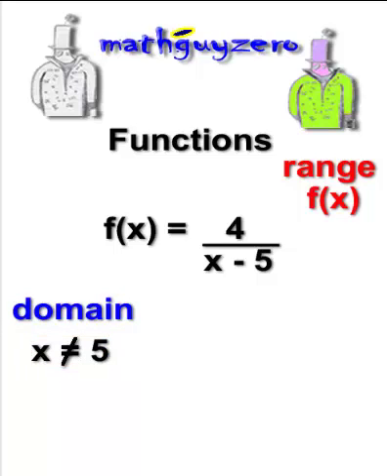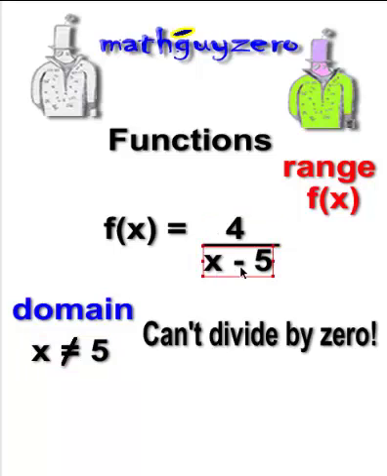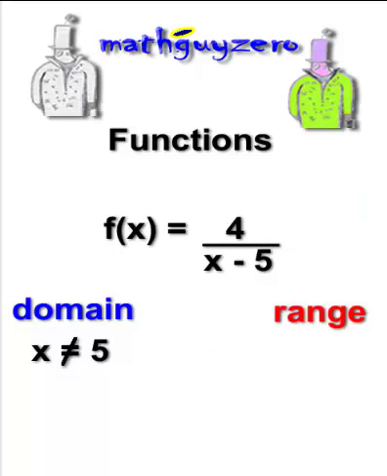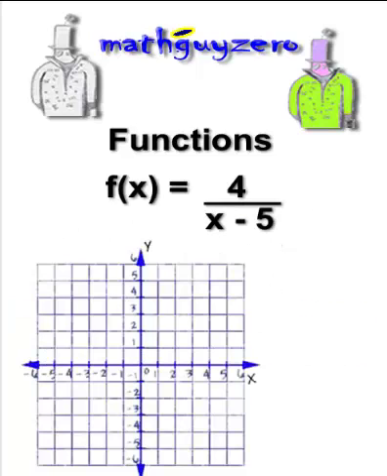Why can't it be 5? Because if we put 5 minus 5, that makes 0, and we can't have 0 as a denominator because we haven't figured out how to divide by 0 yet. I'm still working on it. But the range, it's going to be affected by the domain. In other words, the function of x will never be 0. In other words, there's no number for x you could pick here that would make this function of x equal 0.